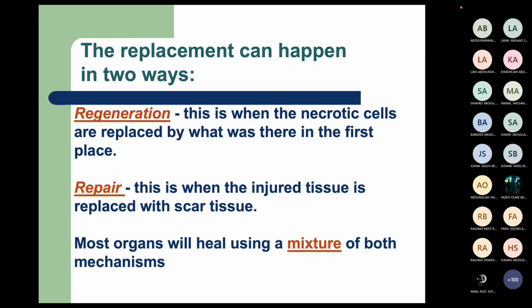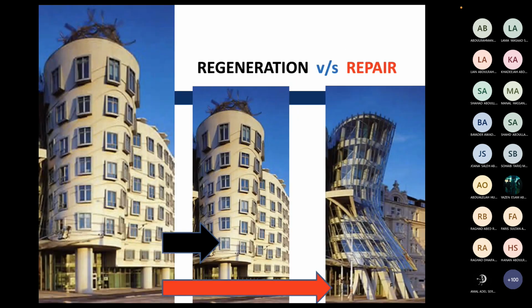Most of the organs have both special structures and common structures, so there will be a mixture of both mechanisms, regeneration and repair. So this is a good diagram, which I added, it was not in the original slide. So you know all about photoshopping. Is it clear? Do you understand the diagram? Yes. Mohammed? Yes, very clear.